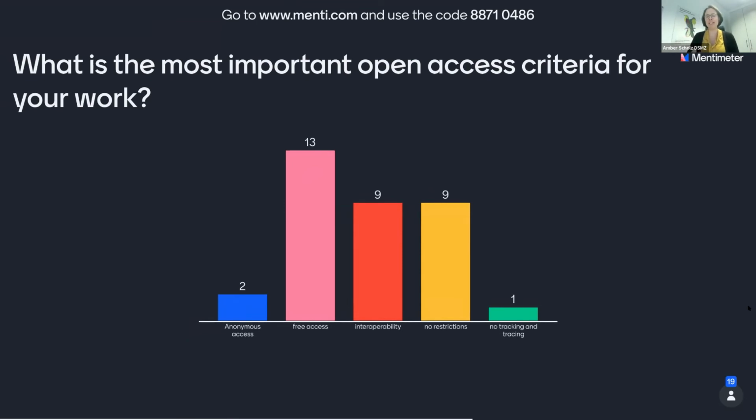you use it. I remember seeing genome annotations. I remember seeing cloning. I remember seeing microbial diversity, microbial ecology. What is so important for you? I see an emphasis here on free, also no restrictions and interoperability, with the tracking and tracing and the anonymous access not being as highly ranked.